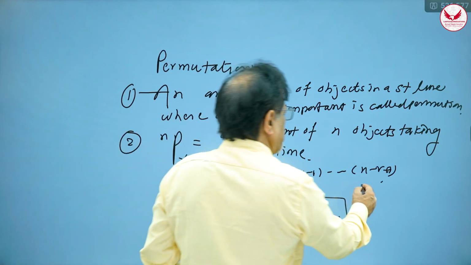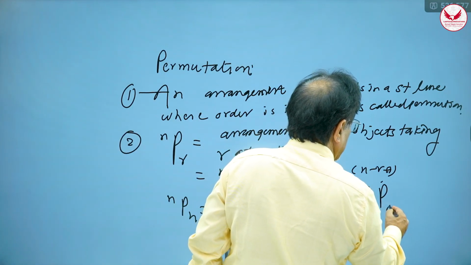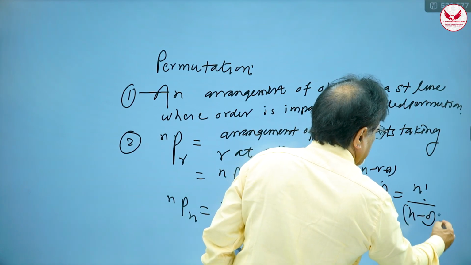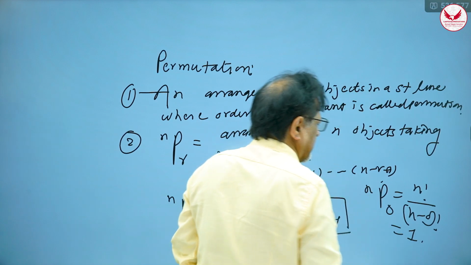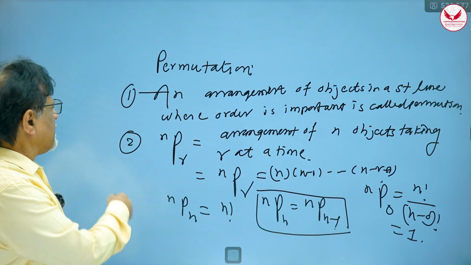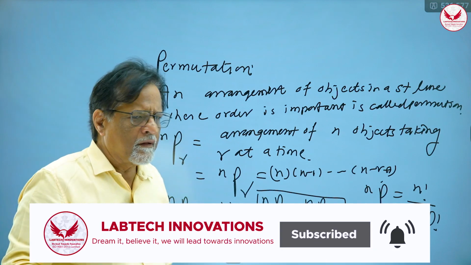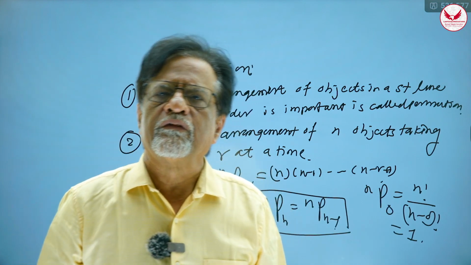Now, if I have nP0, what will happen? nP0 will be n factorial upon (n minus 0) factorial, which will be equal to what? 1. Okay. So these are the things that you have to remember, and in the next lecture, we'll solve some problems. Okay. Thank you.